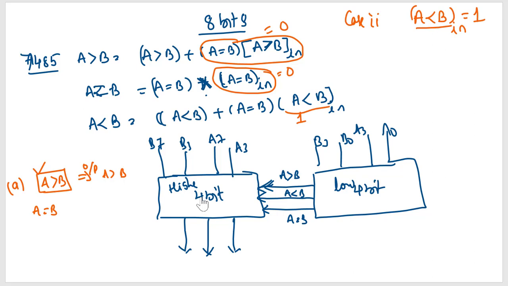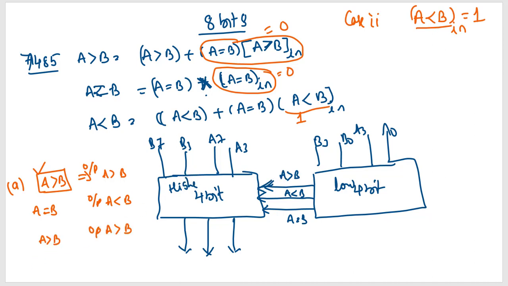Similarly, when a is less than b for lower order bits, now a equals to b in the higher order bits. In this case, a equals to b, this is 0 already. When a equals to b is 1, here a equals to b is 1, that means this will be 1. Going to get an output a less than b.